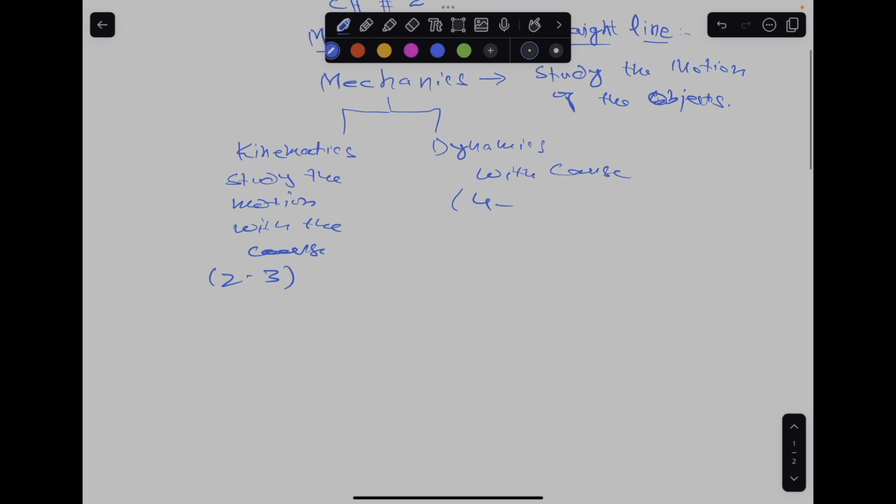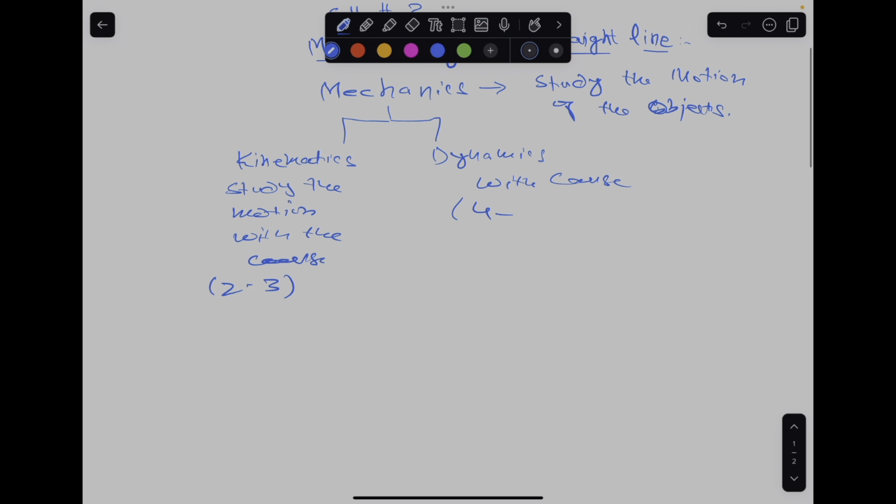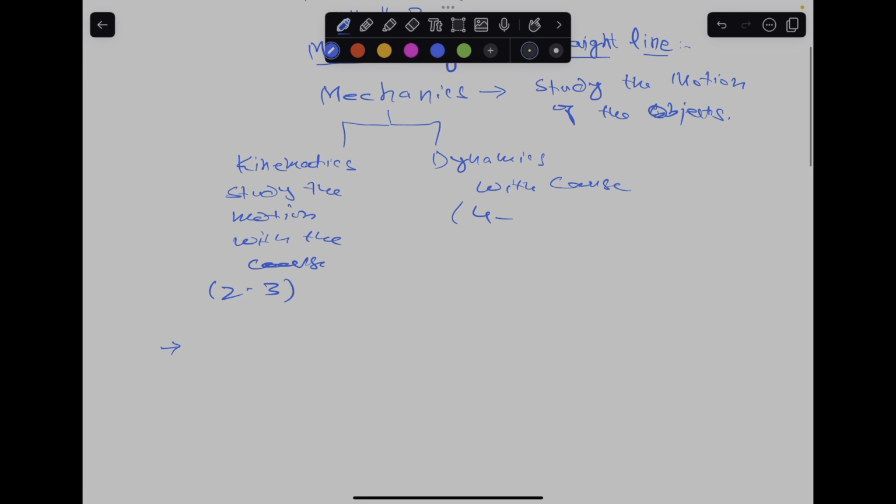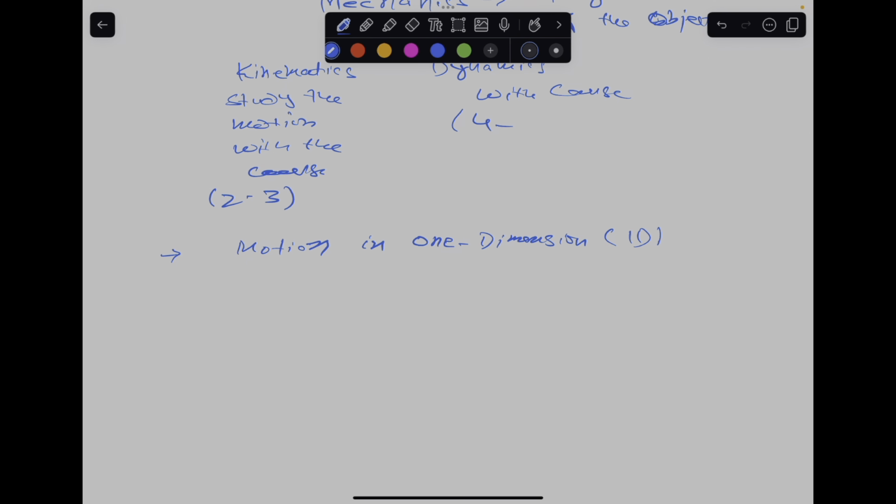Okay, so the first concept in this chapter: because we're going to study motion along a straight line, actually we are studying motion in one dimension, or motion in 1D. So the first concept is the position of the particle.